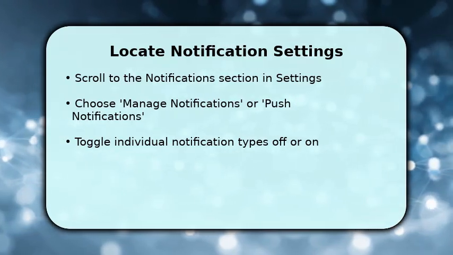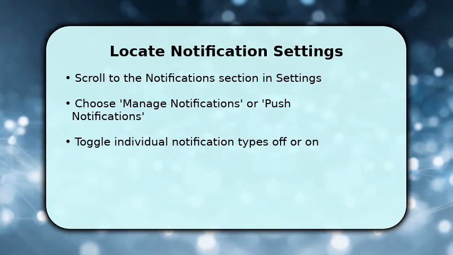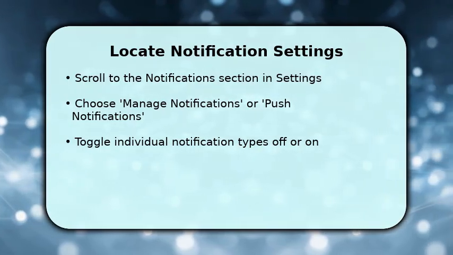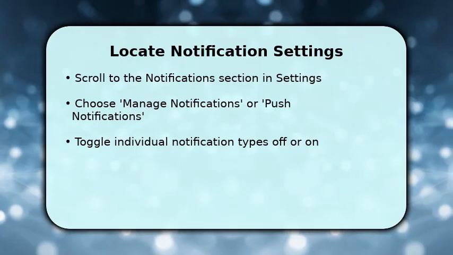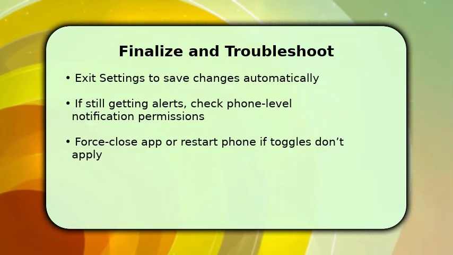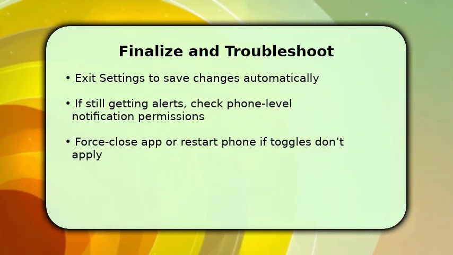Adjusting items separately gives you control over what interrupts you, and after toggling the options you want, simply exit settings. Snapchat saves these changes automatically, so there's no save button.